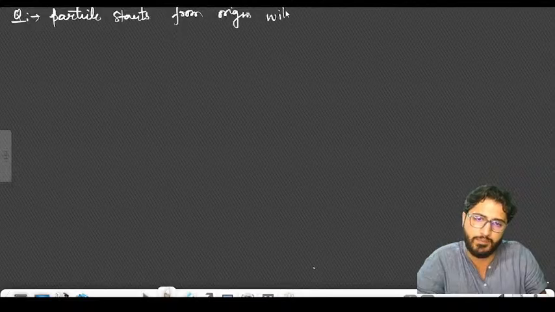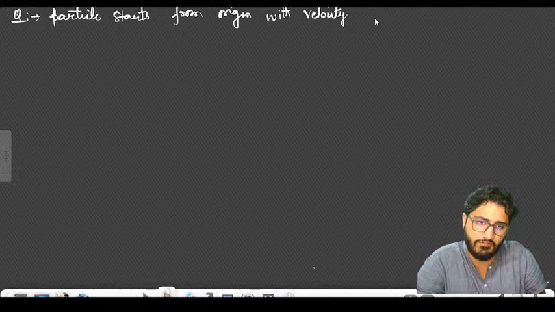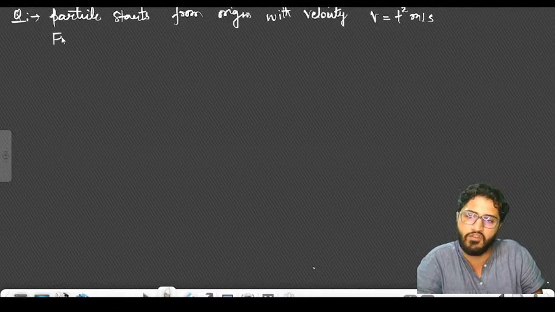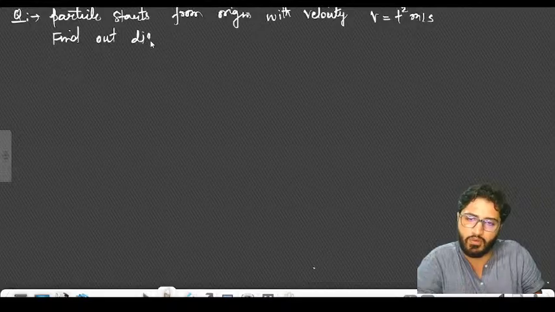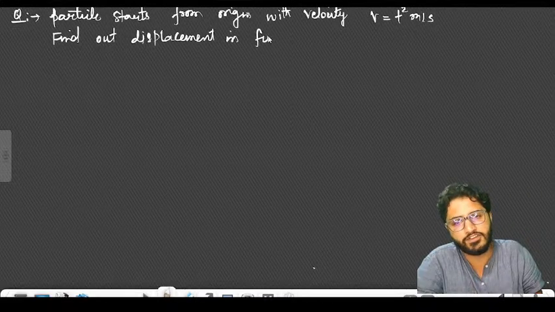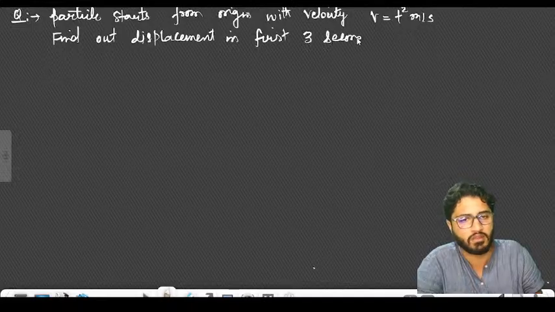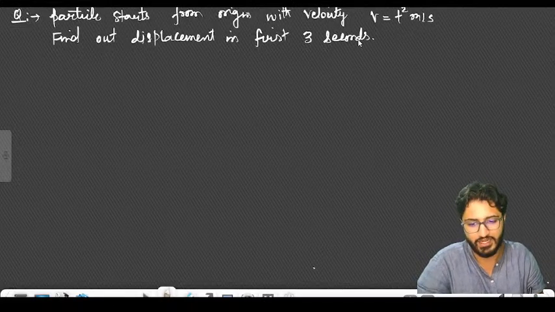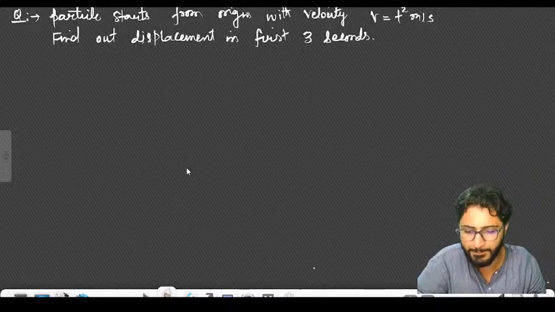With velocity v, and v is a function of time, v equals t square meter per second. Find out displacement in first 3 seconds. Done?